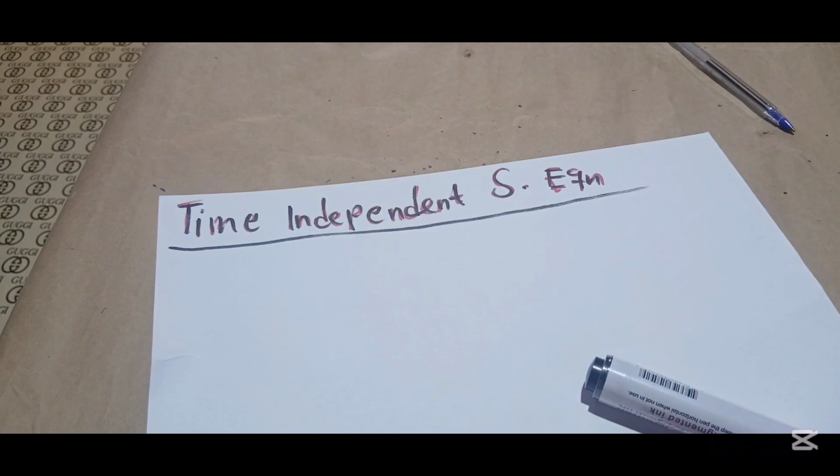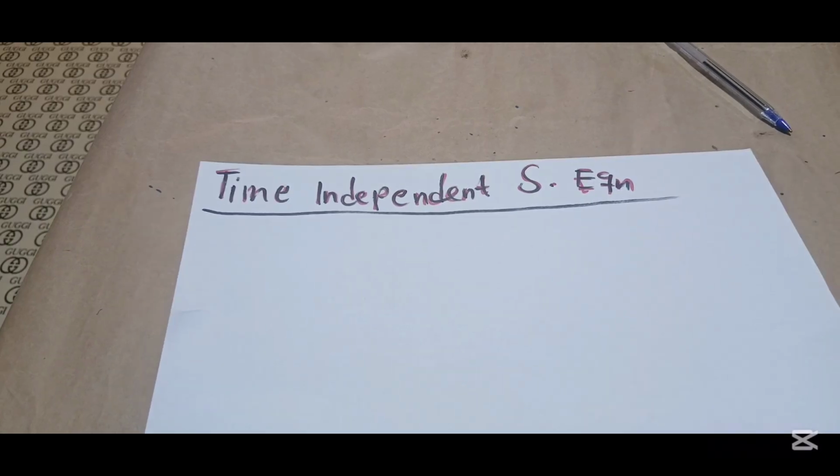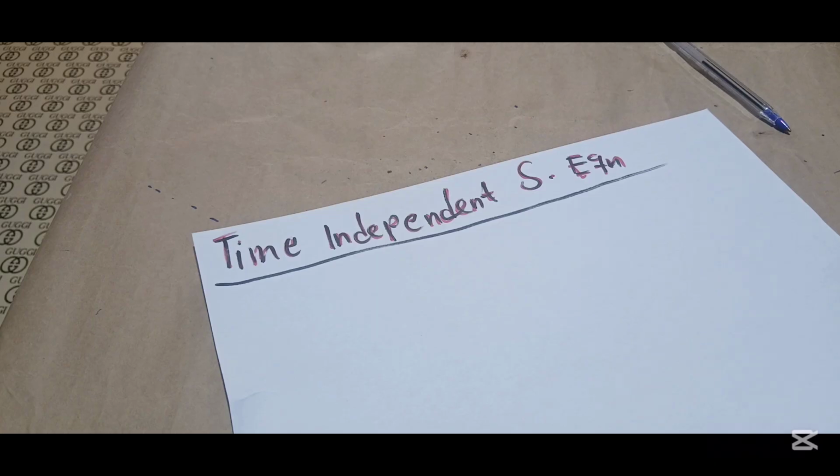So this equation is used for stationary states, where the potential energy does not change with time. It is an eigenvalue equation where the Hamiltonian operator acts on a wave function to reveal the system's energy levels. So now we are going to derive this time-independent Schrödinger equation from the time-dependent version. Now always we will start from our wave function, which is very important.